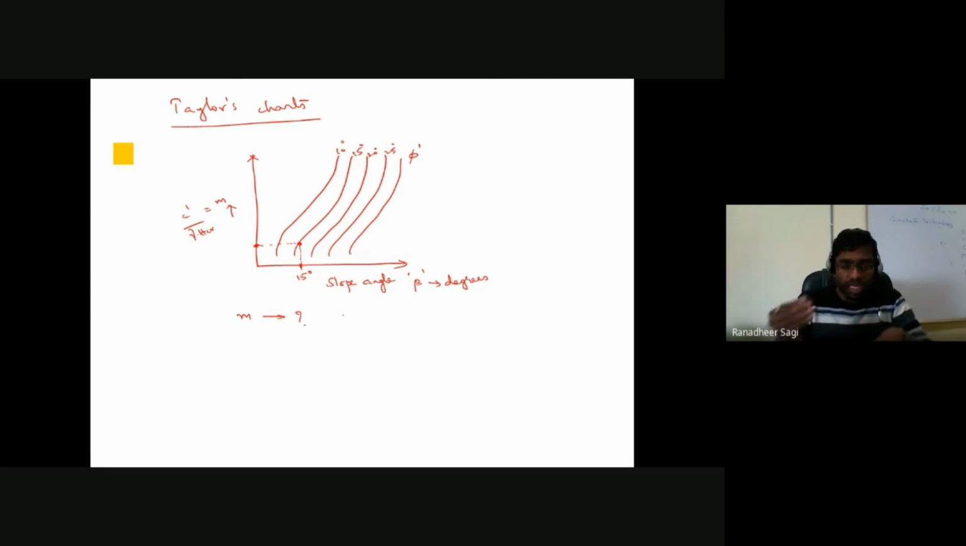In a similar way, he gave some other set of curves. We would find some other set of curves like this, where these curves are plotted between phi dash on the horizontal axis and Taylor stability number represented on the vertical axis, that is nothing but the ratio of C dash by gamma into H. Here I am not calling it H critical.